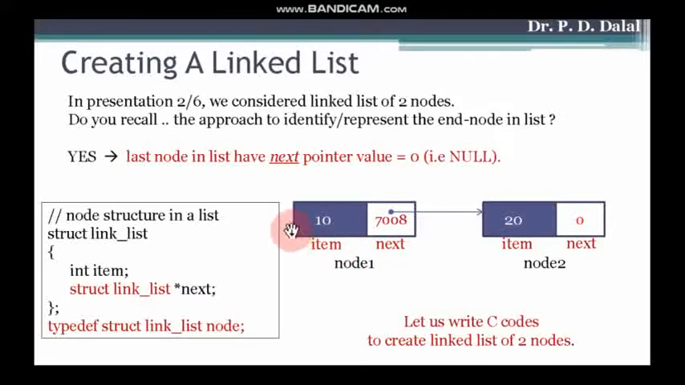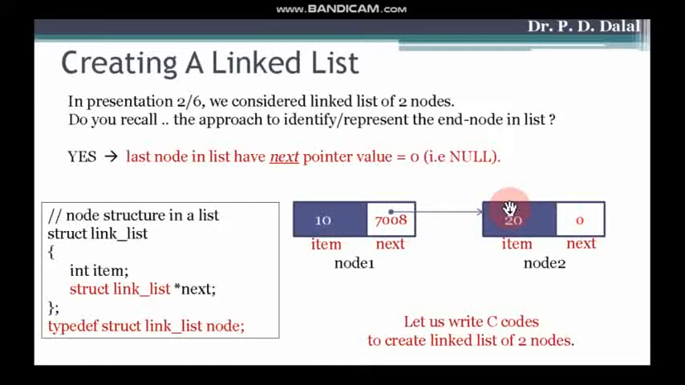So if you see a linked list given here, then it has a total of 2 nodes. This is the start or the first node. The item value is 20 and the next pointer value is 7008. That is the address of the second node, and that node has item value 20 and the next value 0 or null, because it is the last node. No more nodes are available. So in this list we have only 2 nodes.